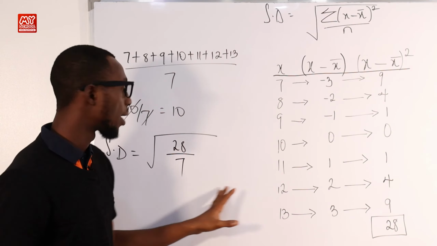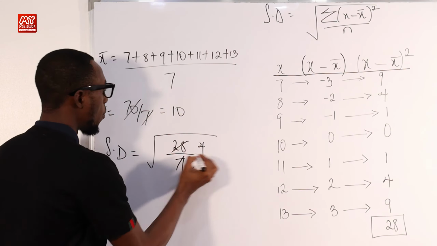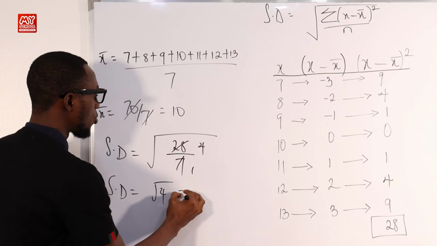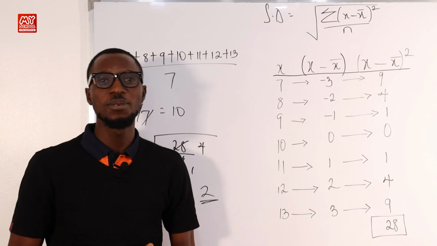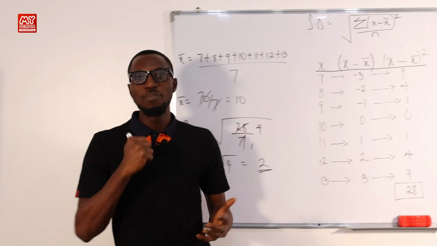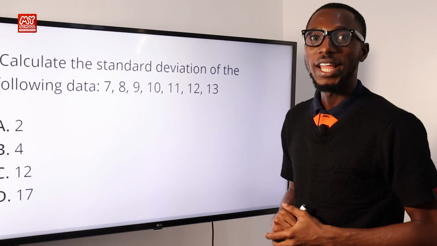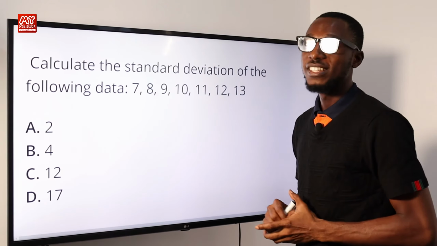Number of the items we have, that is 7. So 7 here 1, 7 here 4. So we have standard deviation equals the square root of 4, and the square root of 4 is 2. So the standard deviation is 2. So let's just go back to our screen and pick out the correct option. So we can see that option A, that carries the value 2, is the correct option.